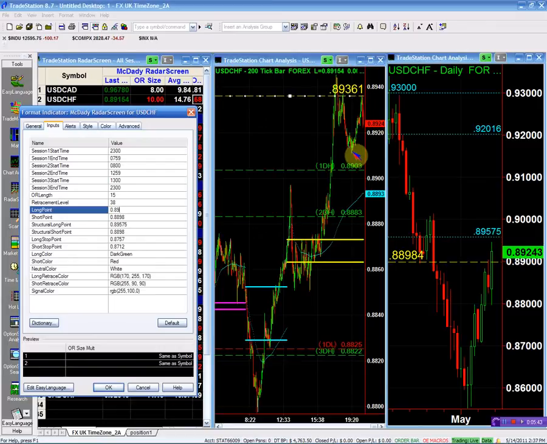structure point, and that would be my stop is going to be 89.10, which is about here. And my short, I'm going to go short below 89, below the 88.98. So in this case, where will I place myself? That's going to be a very tight stop.